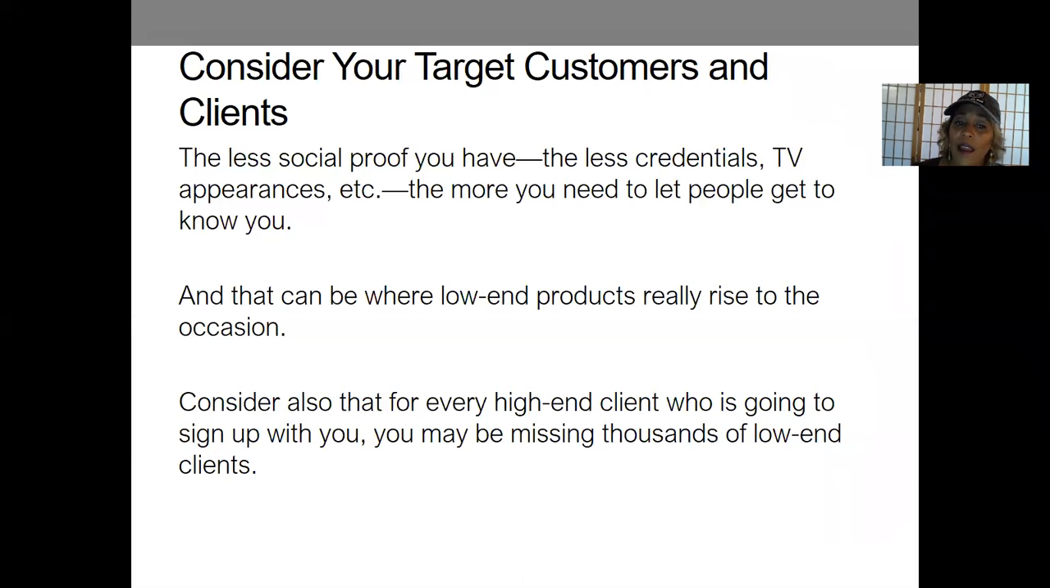Consider also that for every high-end client who is going to sign up with you, you may be missing thousands of low-end clients. When I say low-end, I mean those that are really taking the sampling. Think of Costco. You go through Costco and they say, would you like to sample this? Would you like to sample that? And of course, you're going to try it. Yeah, I'll try it for free. But then at a certain point, you say, that was pretty good. You go back and you buy it once. And every time you go back to Costco, you buy it over and over again. So that one little sample they gave out for free actually ended up netting thousands for Costco over the years.